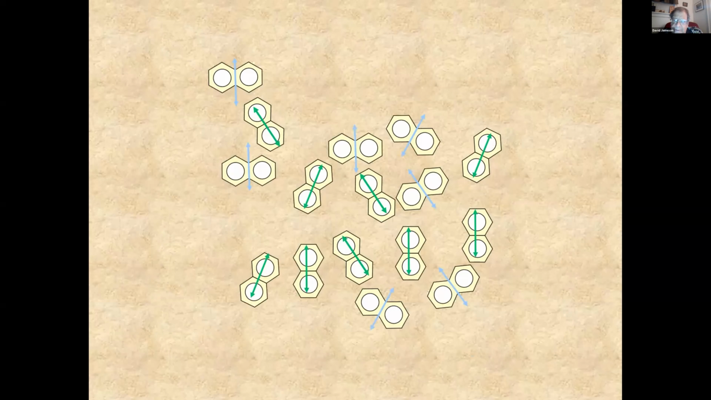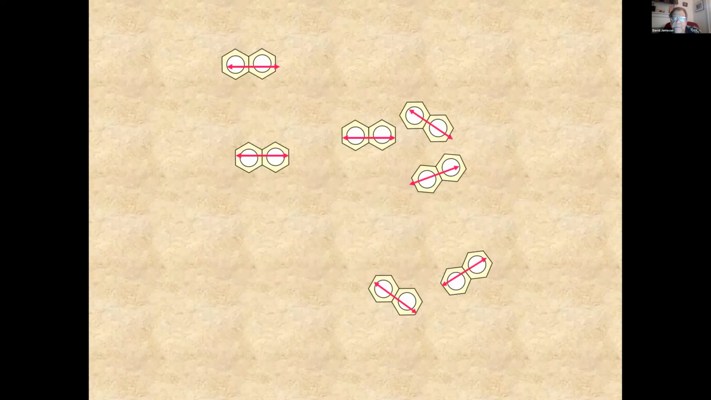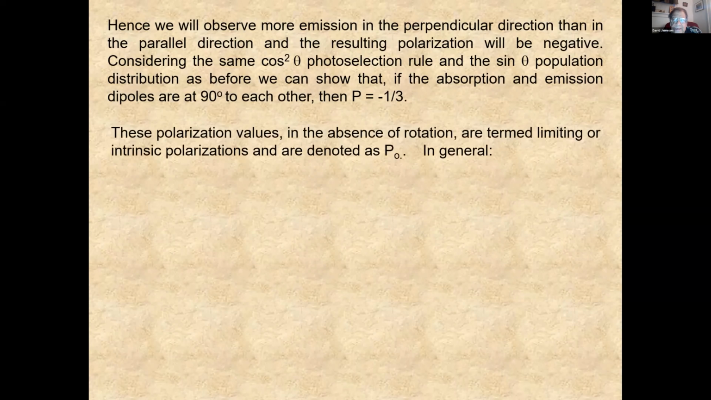There's the old population, okay? This is a different one. And again, the emission dipole is now in this direction, so the polarization will be at a large angle. And in fact, you go through all the calculations we did before to get +1/2. If it's oriented at 90 degrees, the emission and absorption dipole, you can have a polarization of -1/3.